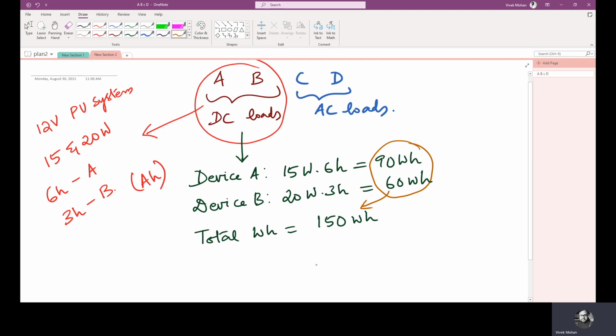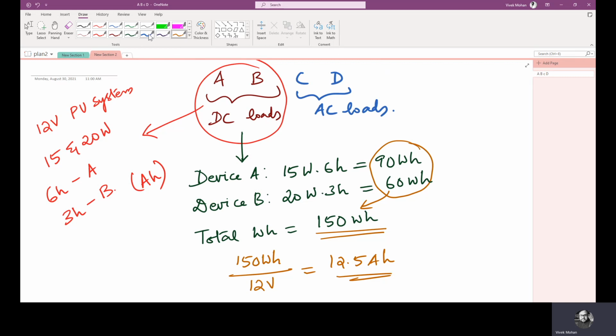Now we know the voltage rating, which is 12 volt. The PV system should be designed for 12 volt. So at 12 volt, we can find the ampere hours for this 150 watt hours. This 150 watt hours when divided by 12 volt will give you 12.5 ampere hours at the output of the panel. This is the requirement for these two DC loads.